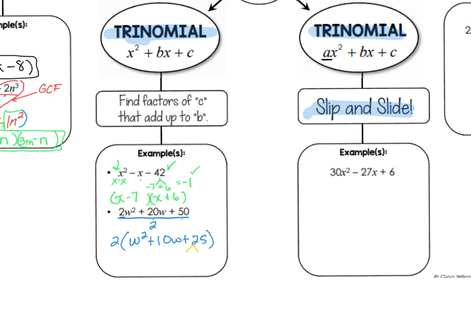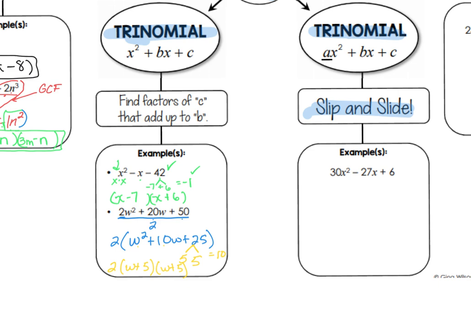We're looking for two numbers that multiply to 25 and add to 10. Well, that should be pretty clear. That's going to be 5 times 5. Okay, so now we'll just rewrite it. We have 2, and then we're going to say this is w plus 5 times w plus 5.